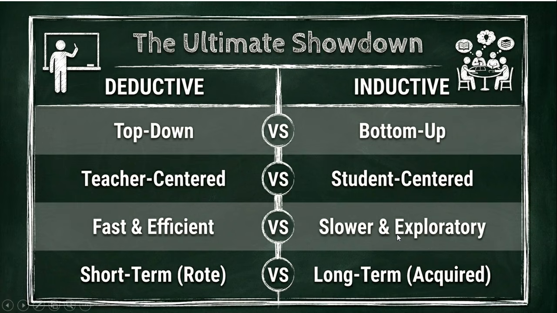Okay? Because students have to explore, to observe. Yes, it takes time. And last, deductive is short-term rote. Students learn things rapidly. And inductive is long-term, and students acquire knowledge. Here, students are given the knowledge. In inductive, students find knowledge on their own, and it's not bad.